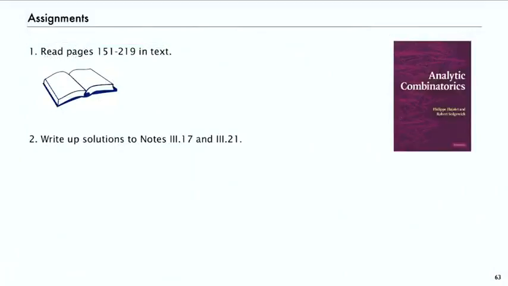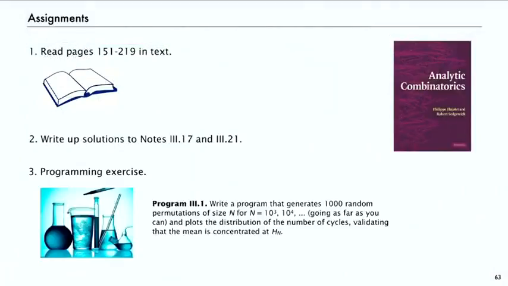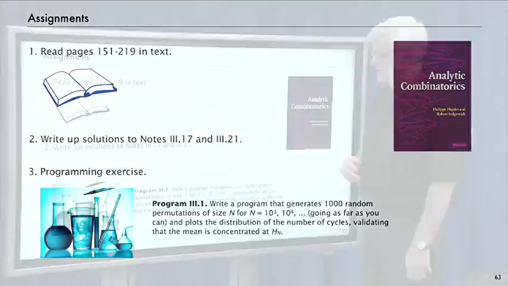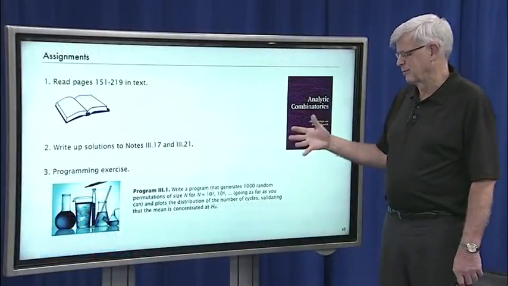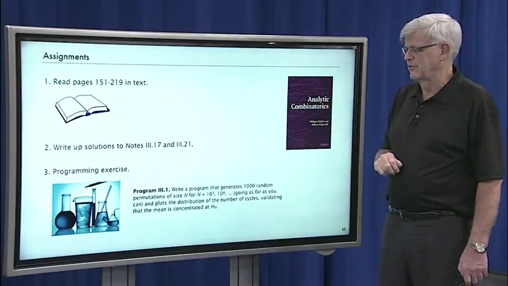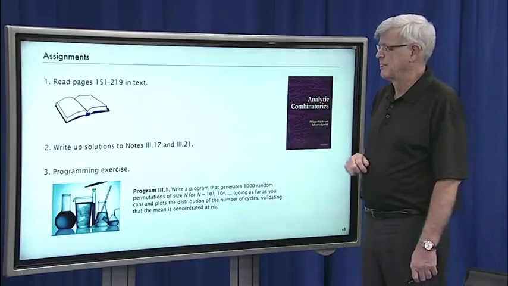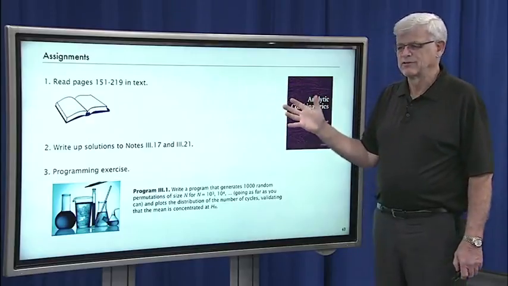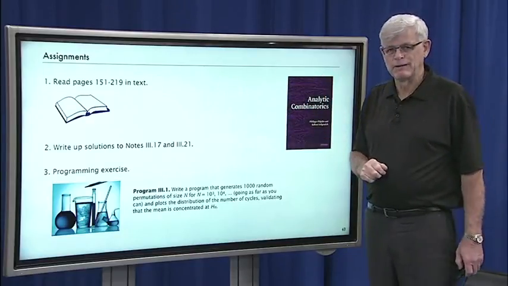Write up solutions to those two exercises, and try the programming exercise again just to validate the math. Generate some random permutations and check that the number of cycles that you get in those permutations is about Hn. Even for math, it's worthwhile to validate the math that we do to better understand the derivations. So those are the exercises for our combinatorial parameters lecture.